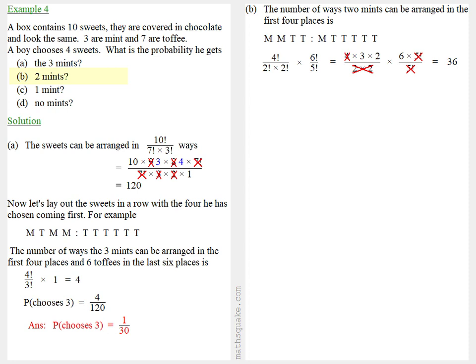and leaves an answer of 36. So the probability that he chooses 2 is 36 out of 120, or that cancels down to 3 over 10.